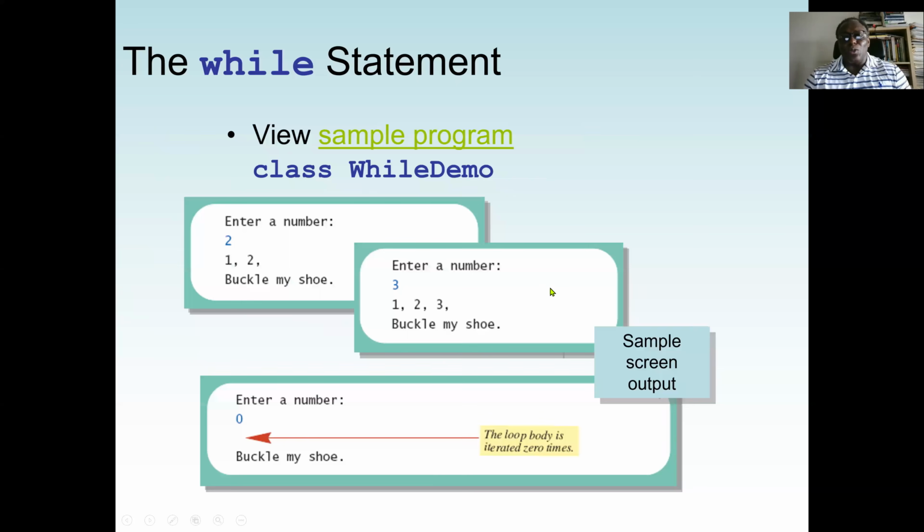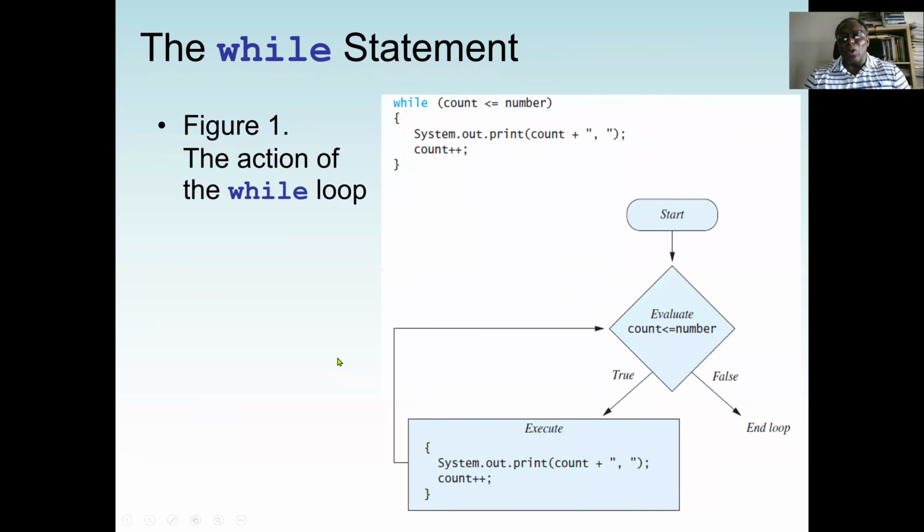So for example, we have a while loop, and we have a condition that if the value we enter is less than or equal to the number, then we are going to print it. So for example, when the user enters 2, it's going to print 1, 2. When the user enters 3, it's going to print 1, 2, 3. So our goal here is that whatever value we enter, the loop will execute as many times as we want. For example, if we enter 0, the loop will not execute. So this is how this loop will work.